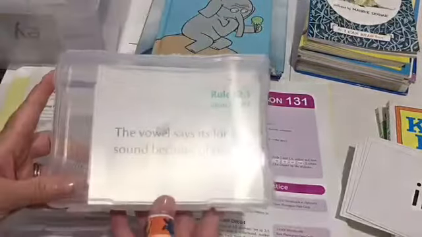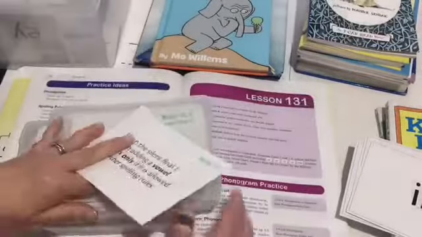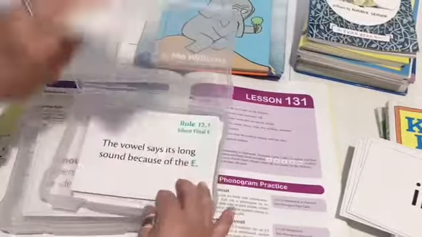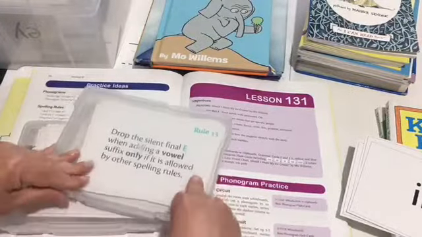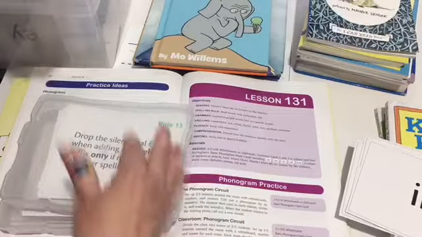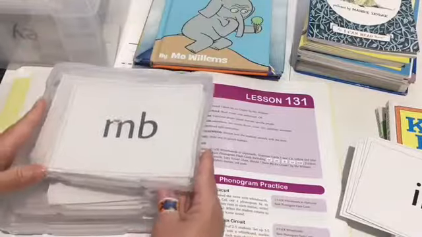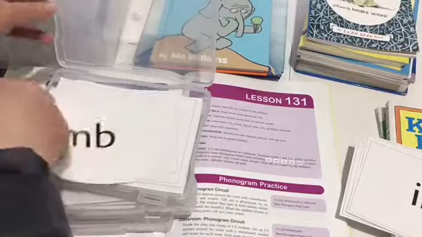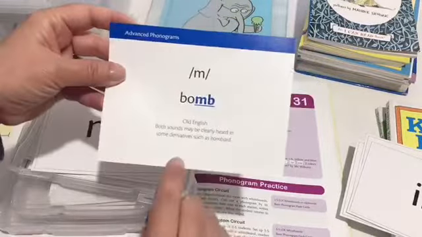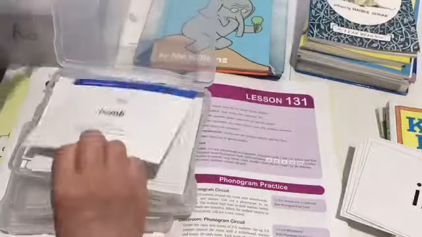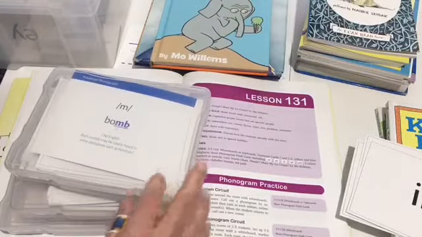These are the spelling rule ones. Let me put that back in here. So these are the spelling rule ones. And then you have these are the advanced ones that we have. And they're a little different color here. They're blue. So you'll use at least 8 of these throughout the course.